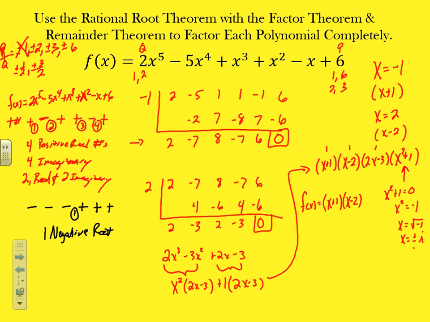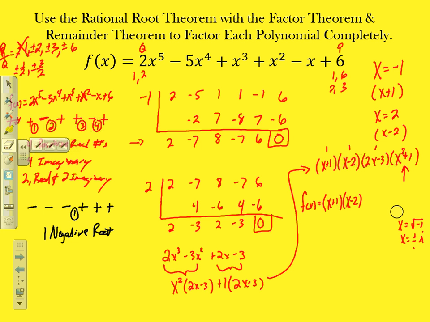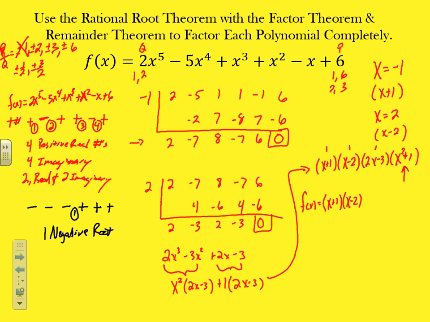and I'm going to have to erase some things to make some space. Times the 2x minus 3. And since we already got the factors, x plus i and x minus i, those are the 5 factors that we would have.